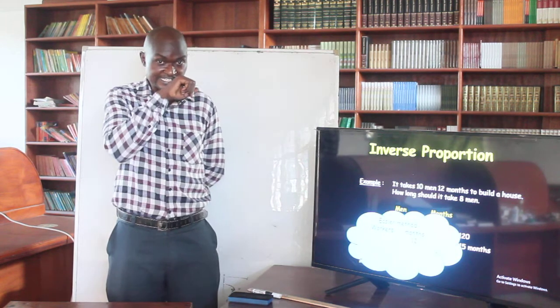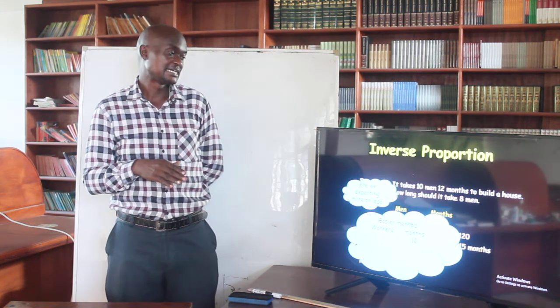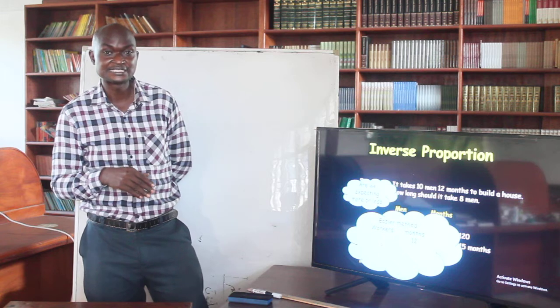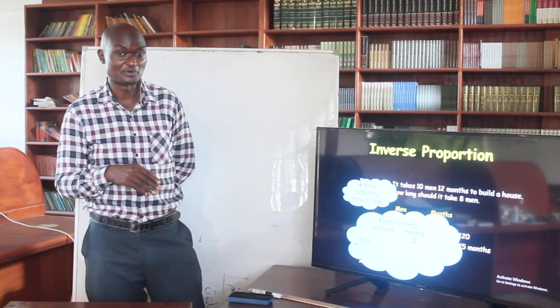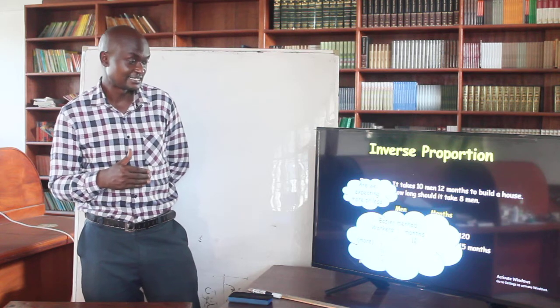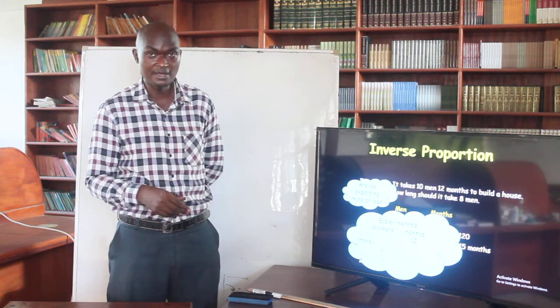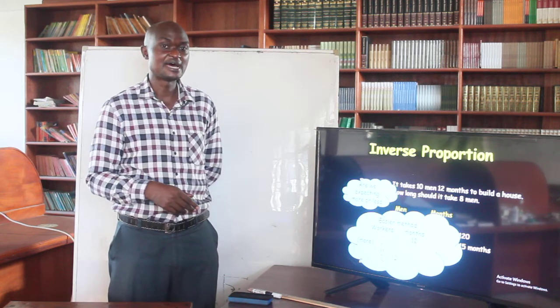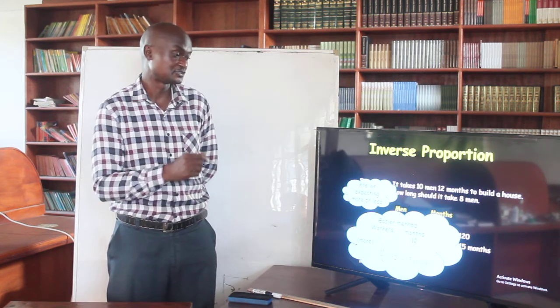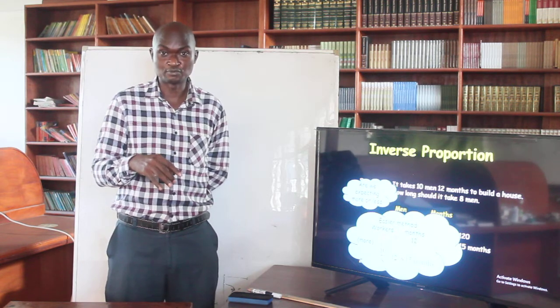An easier method to work this one is: 10 proportional to 12, 8 proportional to what? Are you expecting more or less? Pretty much more, because we have taken a smaller number of workers. So 10 over 8, this is what we call an improper fraction here. Multiply by the 12 months, and you get our answer to be 15 months. So this is inverse proportion.